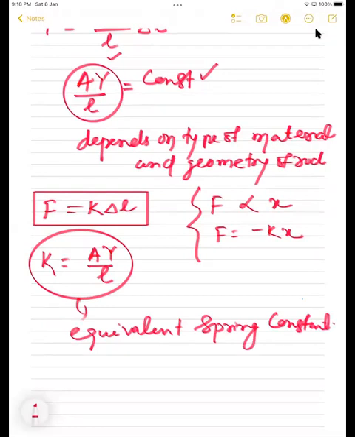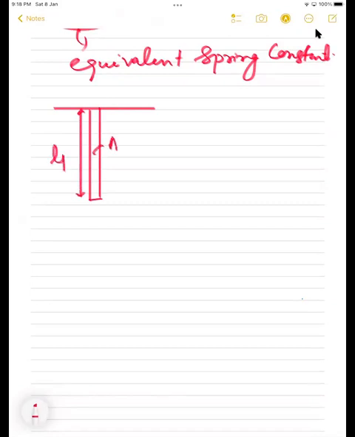If this is the equivalent spring constant, then let's draw a diagram so you can understand. Friend, this was a rod. Let in the rod there was a length L1. This rod has length L1, area A1, and its material has Young's modulus Y1. Another rod is below that, having length L2, area of cross section A2, and Young's modulus for this material is Y2.